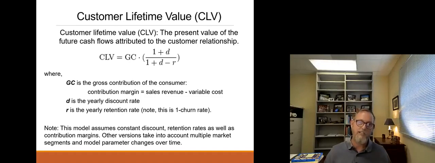And then R would be a yearly retention rate. Remember that retention rate versus the churn rate. Again, retention rate is what percentage of customers come back. Now, this model is a simplified model. It doesn't take into account nuances like changes in discount rate or changes in the retention rate.